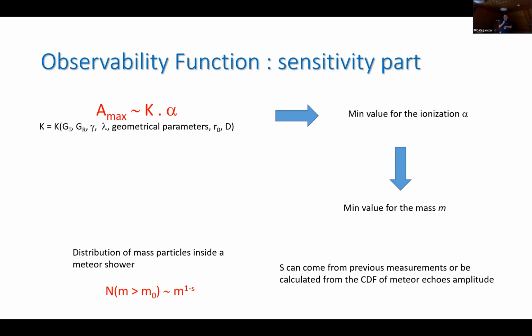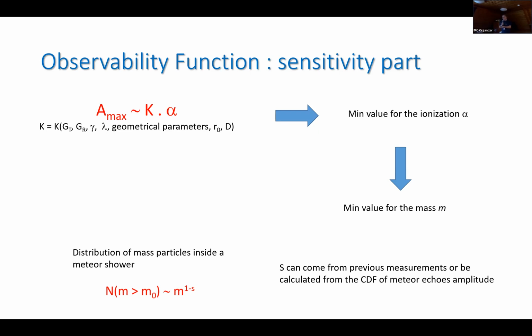Now, of course, we don't know the mass index, or we can use it from previous measurements from previous years, but that's not the best way to do it. So what we plan to do, and that's a little bit more technical, is to calculate it from the cumulative distribution function of meteor amplitude. That's something we will do soon. But knowing this value of S, we can put a minimum value of alpha, and then we can compute the observability function.